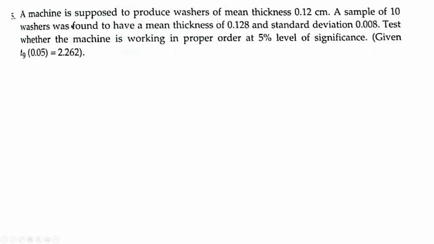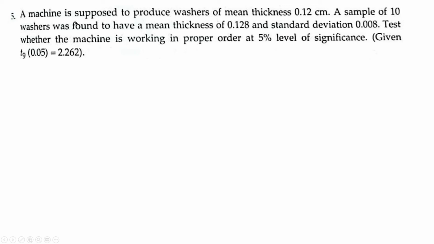Next question, a machine is supposed to produce washers of mean thickness 0.12. A sample of 10 washers was found to have a mean thickness of 0.128 and standard deviation 0.008. Test whether the machine is working in proper order at 5% level of significance. Given table value of T at 5% level of significance with 9 degrees of freedom is 2.262.